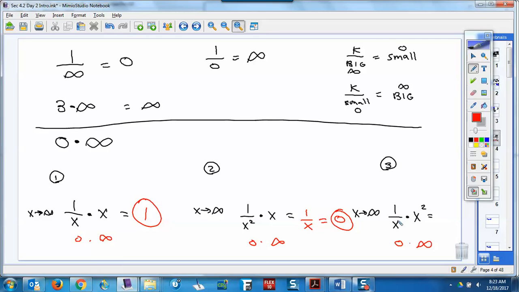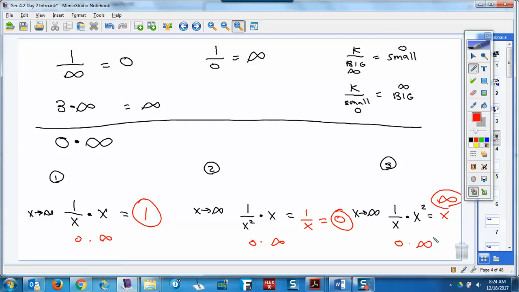Okay, and then the reverse is true here. Right? What's 1 over x times x squared? x. So as x gets really big, what's this do? Getting really big. Right? The big one wins. Infinity wins on this one. This is getting small, but this is getting big faster. And so it's going towards infinity.